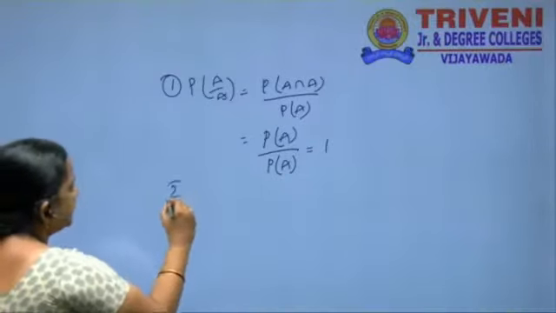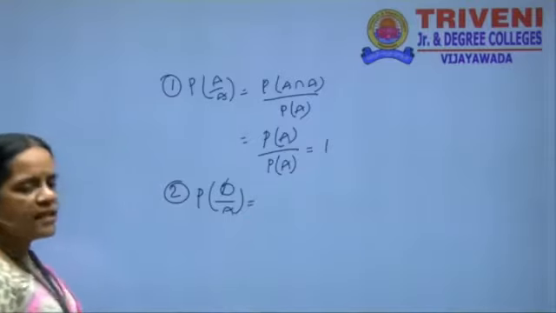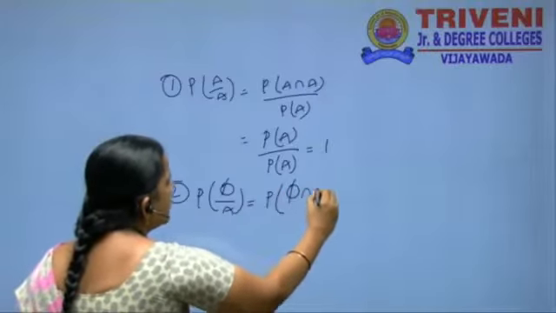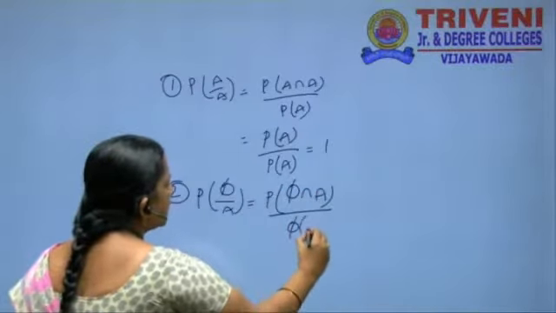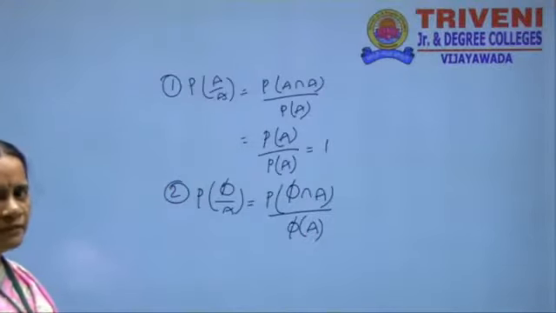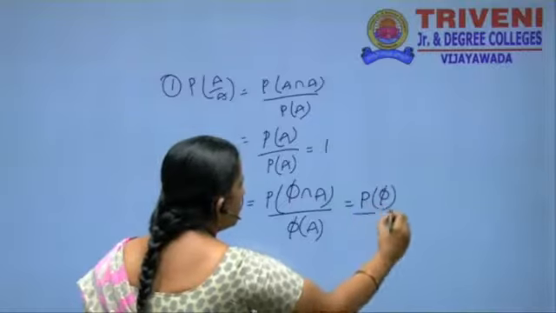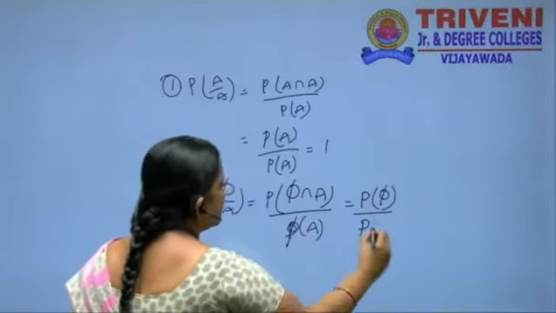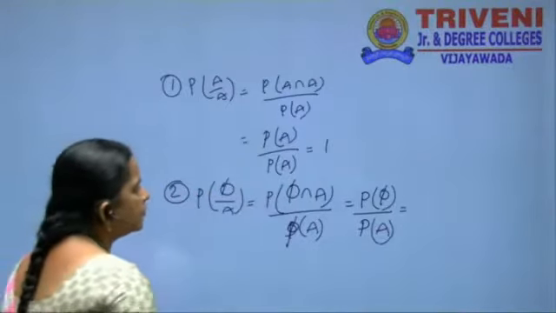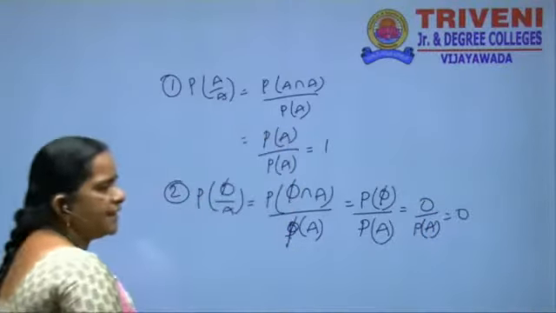Next, the second bit is P of phi by A. Here also we are using the multiplication theorem. P of phi by A can be written as P of phi intersection A by P of A. Phi intersection A is phi, and the probability of phi is 0. So it is P of phi by P of A. Zero by anything is 0. Then P of phi by A is 0.